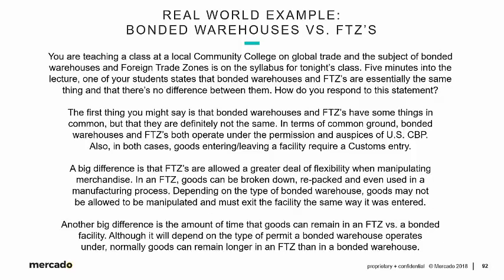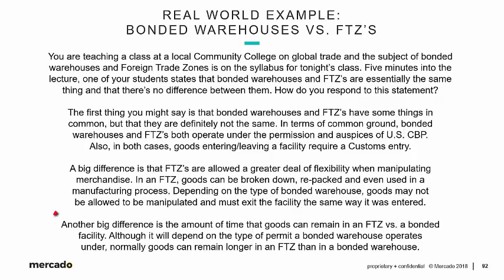Moving on to the differences in our third paragraph, a big one is that FTZs are allowed a greater deal of flexibility when manipulating merchandise. In an FTZ, goods can be broken down, repacked, and even used in a manufacturing process, as we stated in the previous slide. Depending on the type of bonded warehouse, goods may not be allowed to be manipulated and must exit the facility the same way it was entered. We also mentioned that in the previous slide.